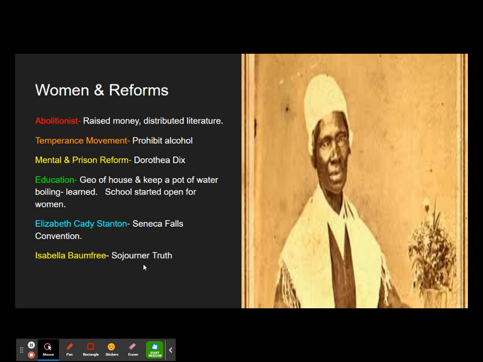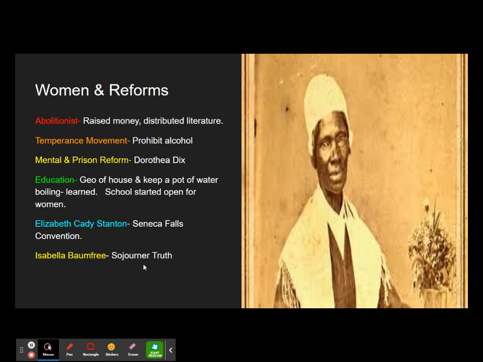Elizabeth Cady Stanton was really big into it, and Lucretia Mott. They went to the World's Anti-Slavery Convention over in England and were surprised because they were not allowed to speak. So when they came back home, they planned to hold a convention at Seneca Falls, and they were going to fight for the rights of women.